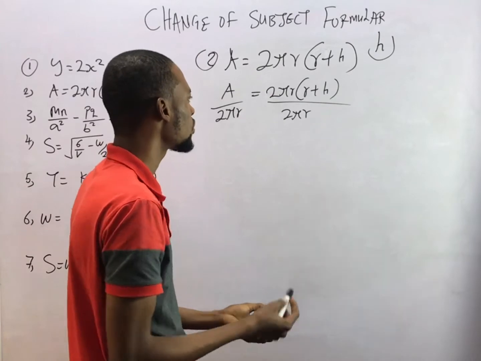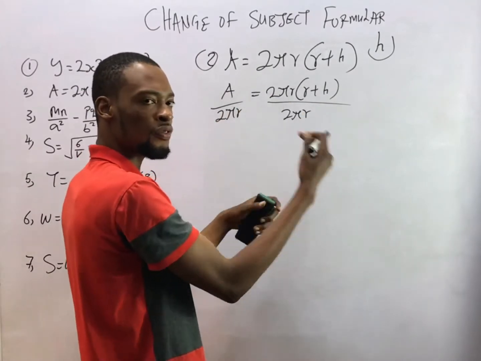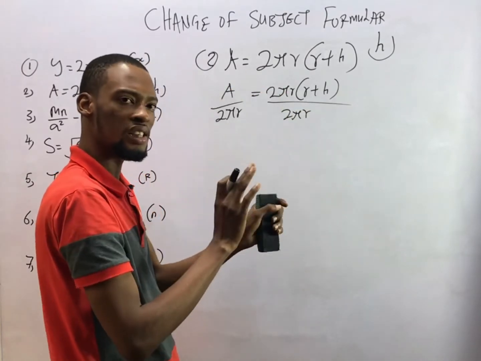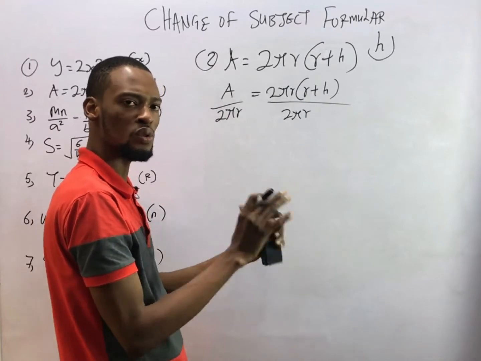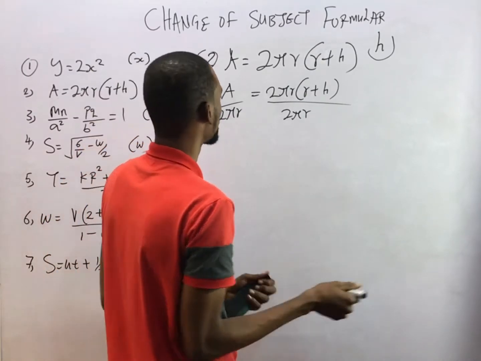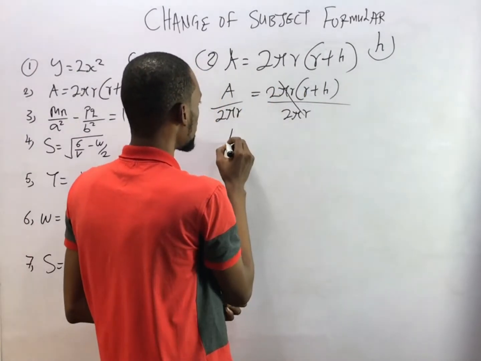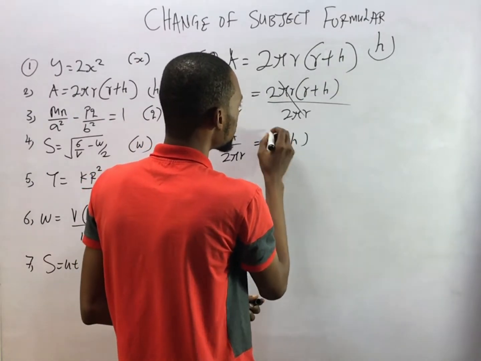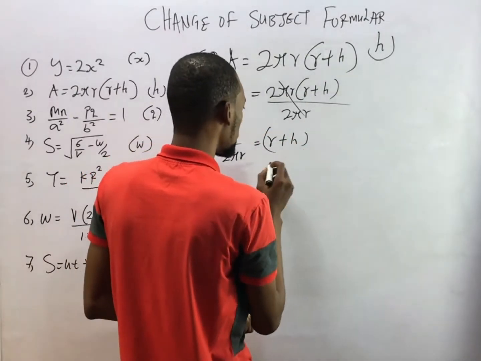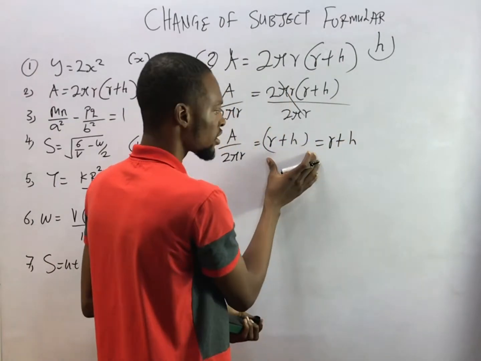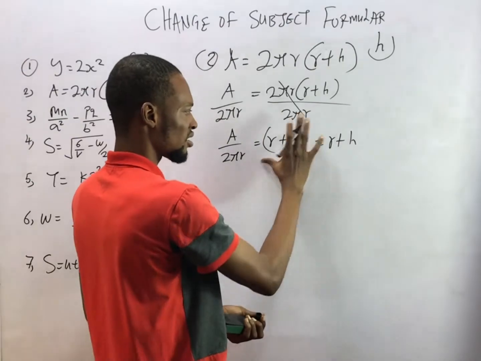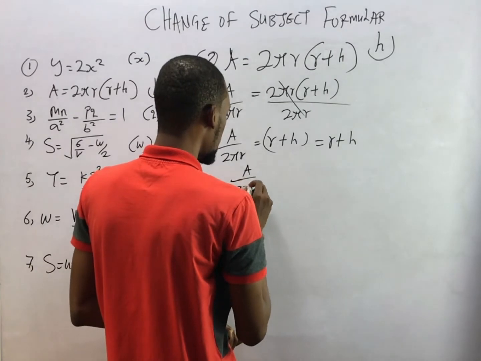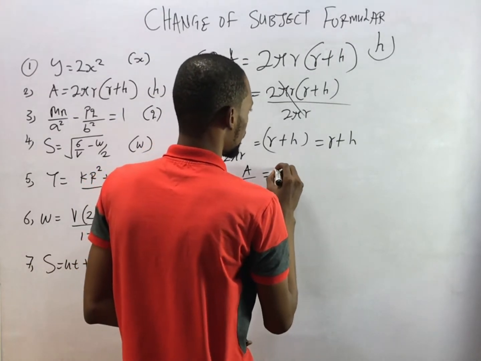H is what we want. So we start bringing every other stuff to the other side, doing every possible thing to make sure every other stuff we don't need come to this side, but without any cheating, the right way, following mathematical rules. Good. So this will cancel this. Therefore, a over 2 pi r will give you r plus h. That means remaining r plus h. And this r plus h is also the same thing as r plus h without the bracket, because it's being multiplied by 1. So we have a over 2 pi r is equals r plus h.